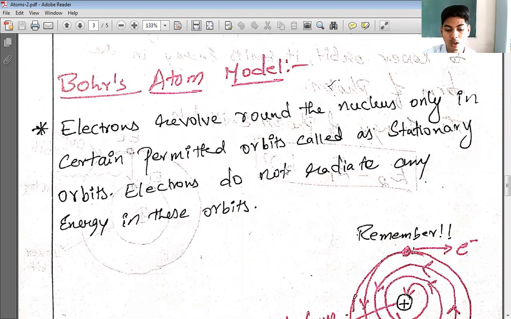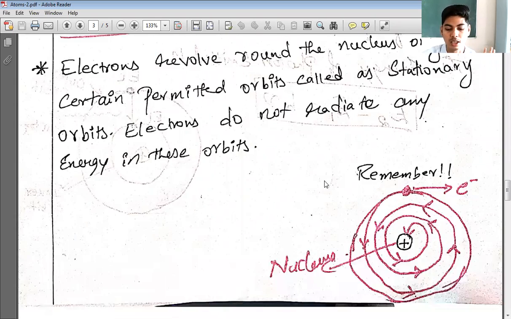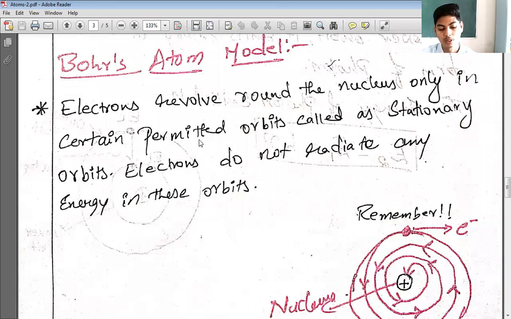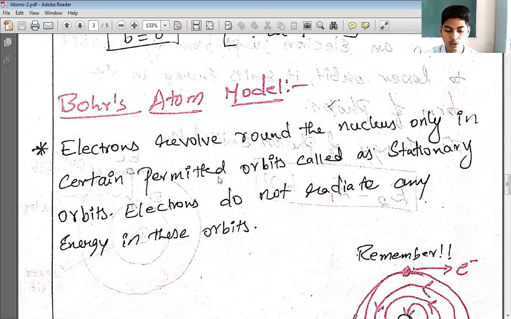In these stationary orbits, electrons do not radiate any energy. If this were a stationary orbit, the electron will not lose any energy in it, and so it continues to revolve in the same orbit. The electron doesn't follow a spiral path and fall into the nucleus. The atom becomes stable now. By introducing this stationary orbits idea, Bohr could account for the stability of the atom. So electrons revolve around the nucleus only in certain permitted orbits called stationary orbits, and in them electrons do not radiate any energy.